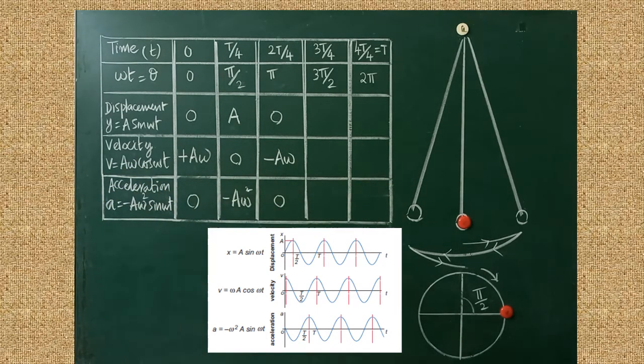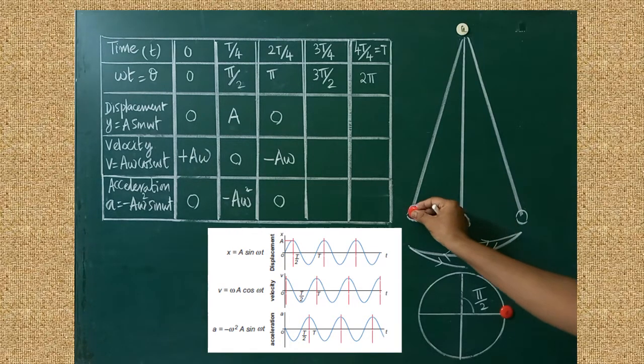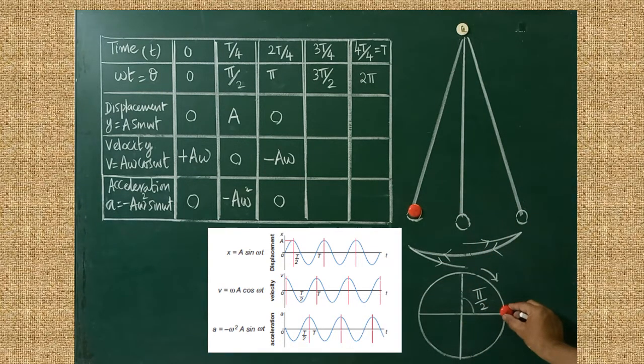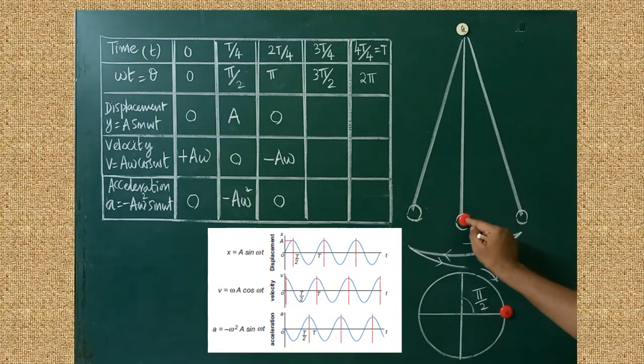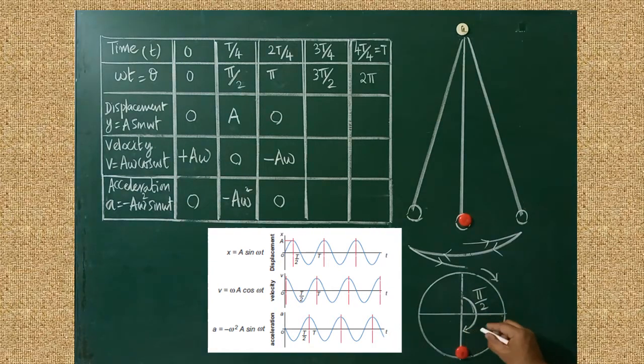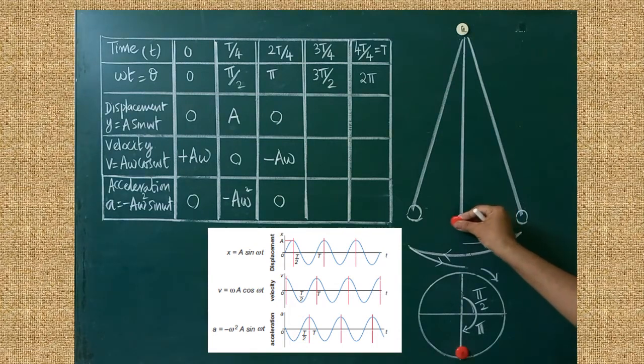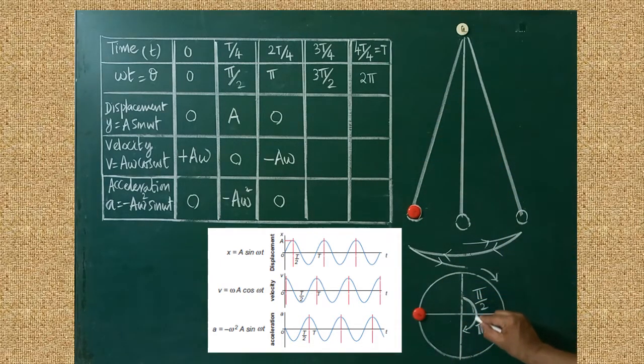Are you clear? Now we have found all three values when omega t is pi. Let us now imagine the pendulum bob goes to the left extreme end. When the pendulum is here, the total angular displacement must be taken as pi. Now when the pendulum bob goes here, the total angular displacement must be taken as 3 pi by 2, that is 270 degrees.